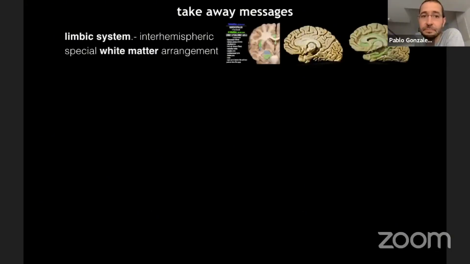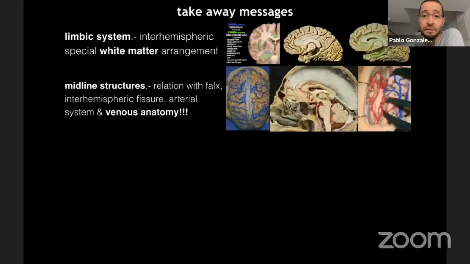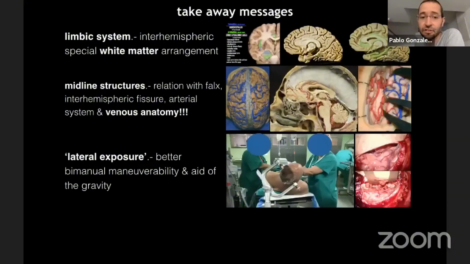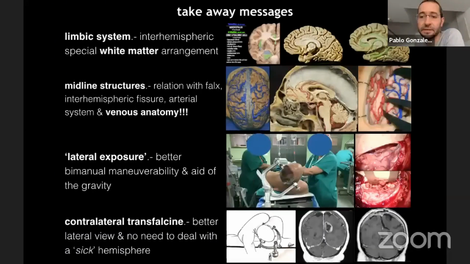So takeaway messages: the limbic system is located in the medial aspect of the hemisphere in the interhemispheric fissure with a very special white matter arrangement. Never forget the relation with the falx, the interhemispheric fissure anatomy, arterial system, very important and mandatory. Try to respect the venous anatomy in case you can. Lateral exposure, in my opinion, is better because I have a better bimanual maneuverability, and we have the aid of gravity to expose and open the interhemispheric fissure. And the contralateral transfalcine is a good approach in order to have a better control of the lateral aspect of the tumor, and we don't need to deal with a sick hemisphere because we are opening the contralateral hemisphere.